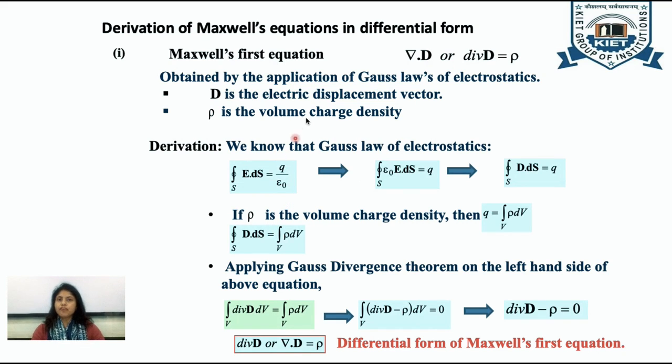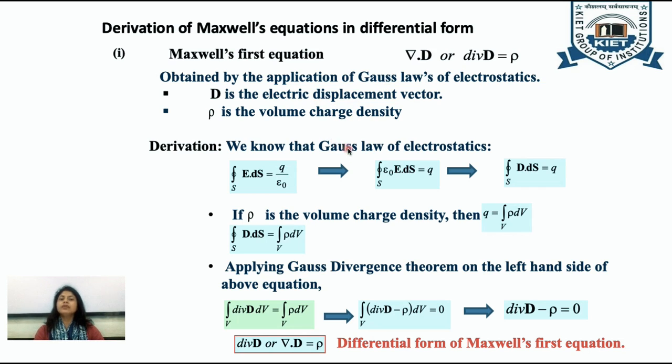Then the derivation of Maxwell equations in differential form. We derive Maxwell's first equation, which is del dot D, or divergence D, is equal to rho. This equation is obtained by the application of Gauss law of electrostatics. D is the electric displacement vector and rho is the volume charge density.